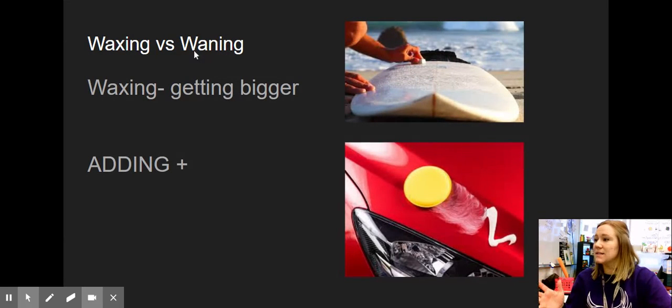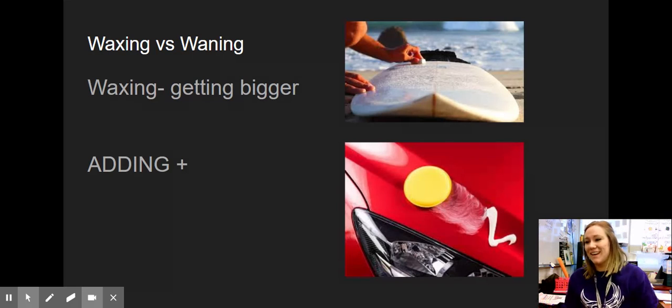Then we have waxing versus waning, because we have waxing gibbous, waxing crescent, and waning crescent. Waxing means that it's getting bigger. If you've ever waxed a car, the first thing that you have to do after you clean it is put wax on it. You are adding a layer to the car. If you're waxing a surfboard, you're adding wax to the surfboard as well. So you're adding to it. Waxing means that it's getting bigger.